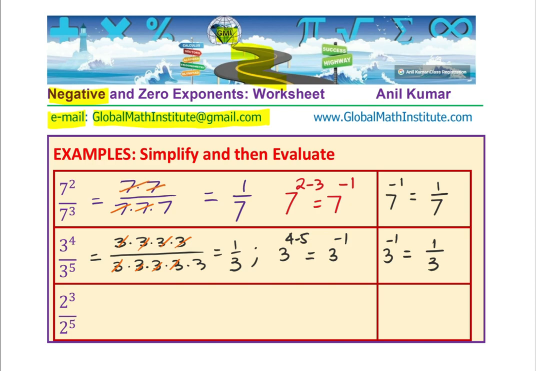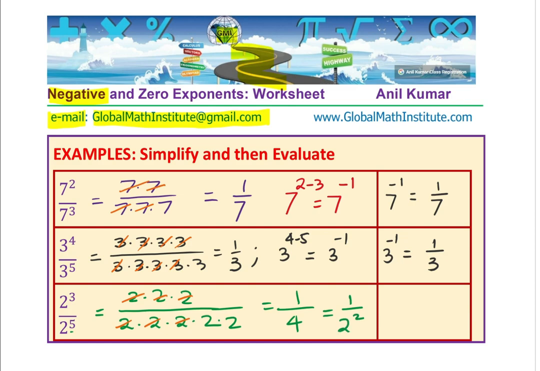This time, what we have done is 2 to the power of 3 means 3 2's multiplied with one another. 2 to the power of 5 will be 5 2's, correct? Now, if you cancel, 3 of them cancel. However, we have 5 in the denominator, not 4. So, it's power of 5. So, you have 1 over 2 times 2, okay? Which is 4, right? You could also think about it as 1 over 2 squared, right?